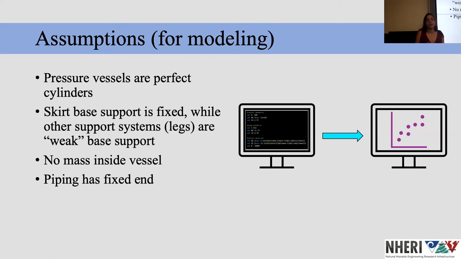And then when we eventually model other support systems like legs, these are considered weaker base support, which pretty much means it'll have a percentage of the strength of the fixed support. We're also not accounting for any sort of mass inside the vessel. And we're also assuming that the piping has the fixed end like I showed before. We'll eventually move towards modeling it with a spring to allow for more rotation.